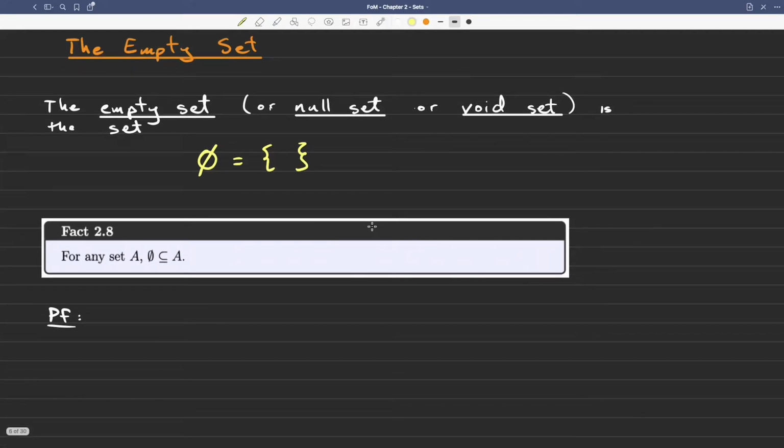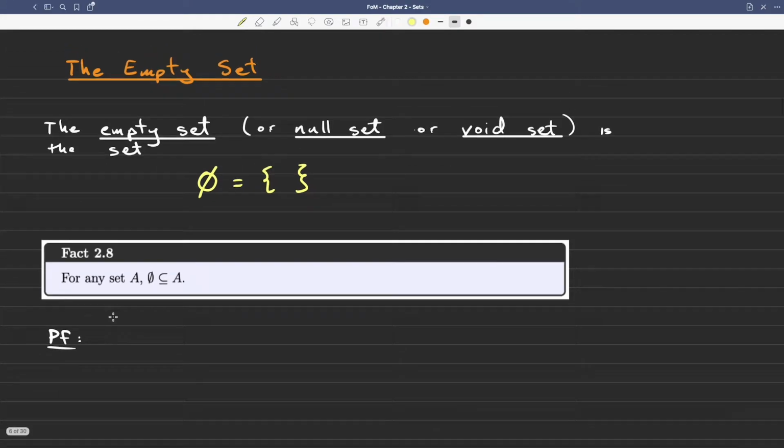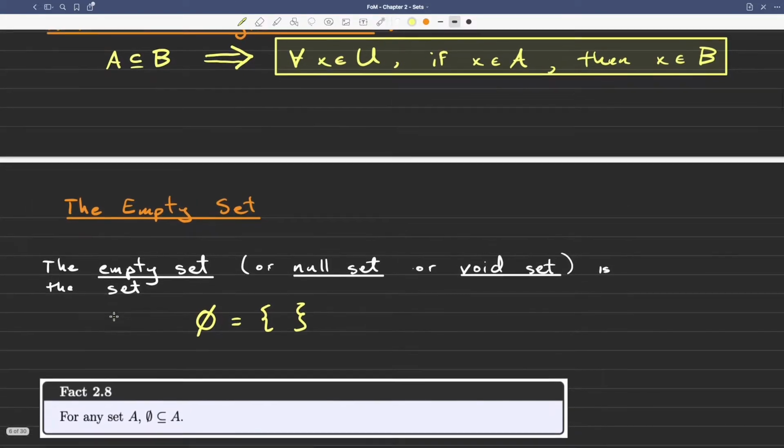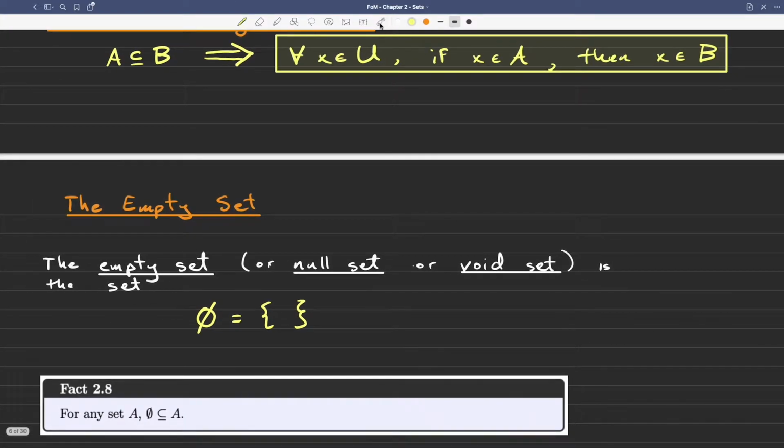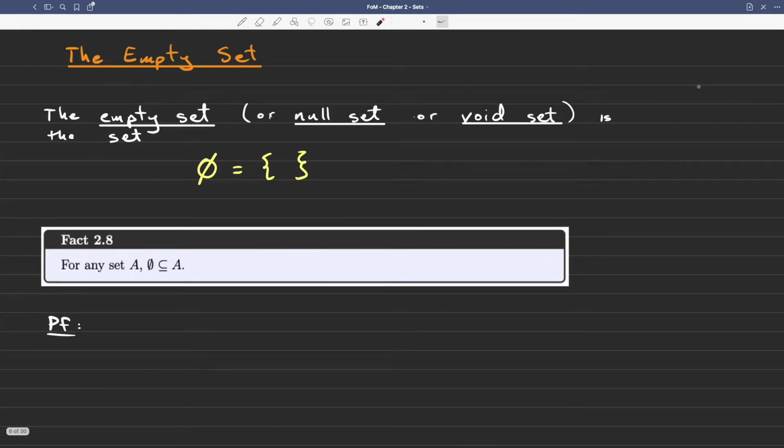One important property of the empty set is expressed here in fact 2.8. The property is that the empty set is a subset of any set. You give me any set, the empty set is a subset of it. Let me prove that for you, because it's some interesting logic. It'll tie back into what we had in the box at the top of the page a second ago, but it's also going to tie into some logic that we previously discussed. So let's talk about it.